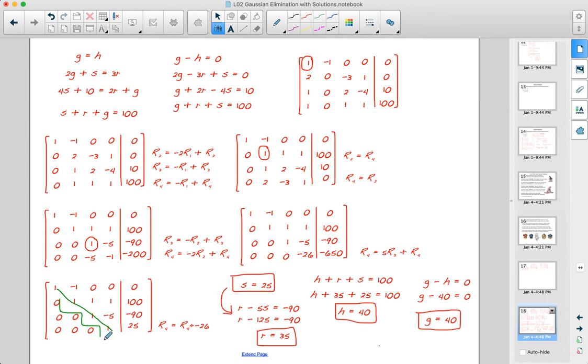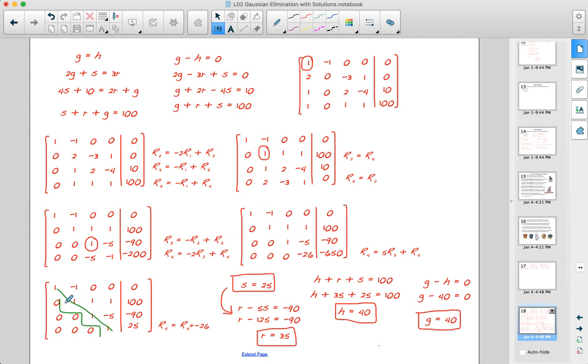So now what we do know is that the last column, which was our letter S, is 25. So S is 25. Back substitute to the next row, that tells me R minus 5S is negative 90, so that's what I've written there. Plugging in a 25, we'll get R minus 5 times 25. R minus 125 is negative 90. That gives me R is 35. That's the second value I found.